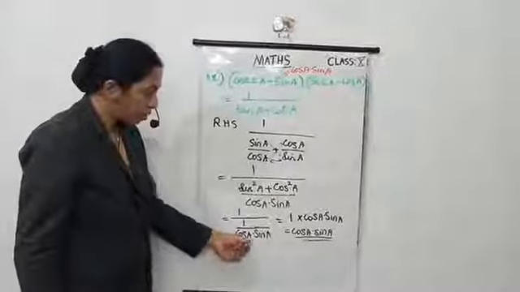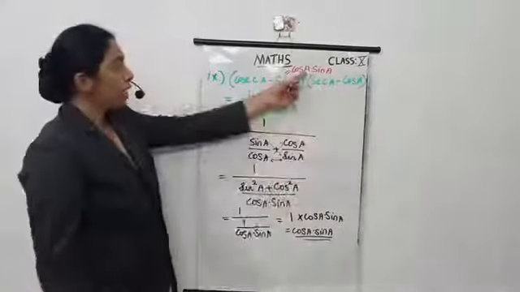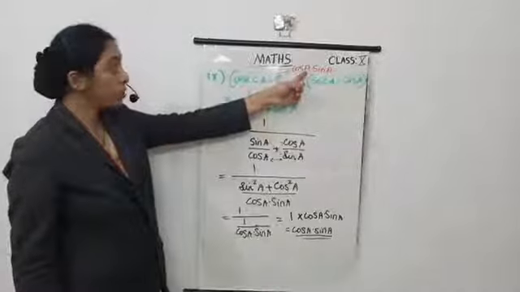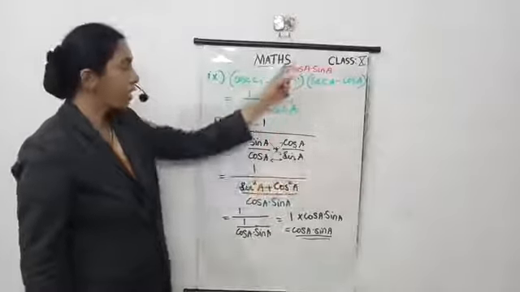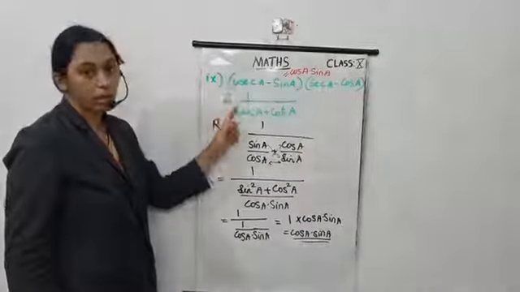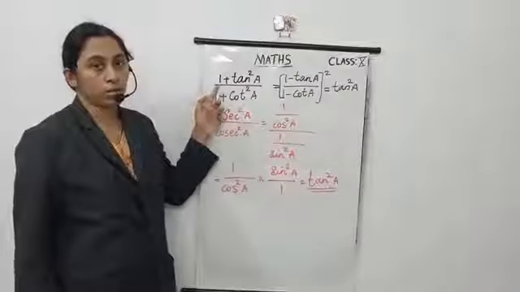So this is cos A into sin A. LHS is also cos A into sin A. So both are correct. So this is equal. Now 10th question. Question 10.